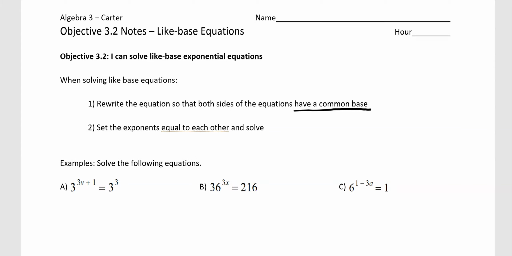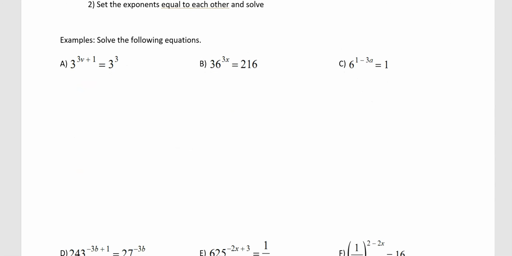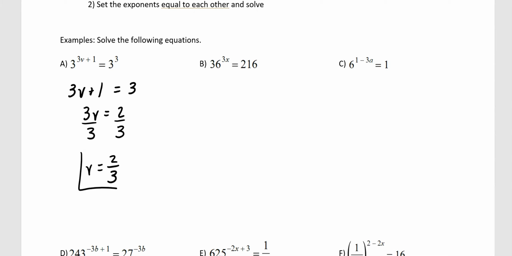So let me show you what I mean. Looking at letter A, both of these bases are already 3. Therefore, all I need to do is set the exponents equal to each other. I'll say 3v plus 1 equals 3. I subtract 1 from both sides. I get 3v equals 2, divide by 3, and I find that v equals 2/3. Easy. All right? When we have the common base, set them equal to each other.